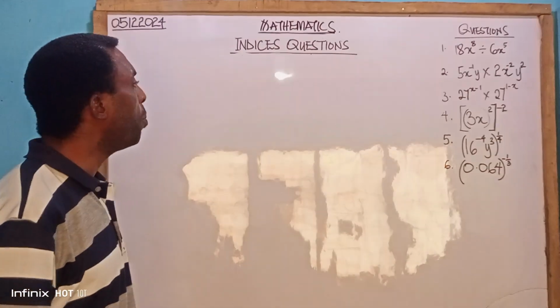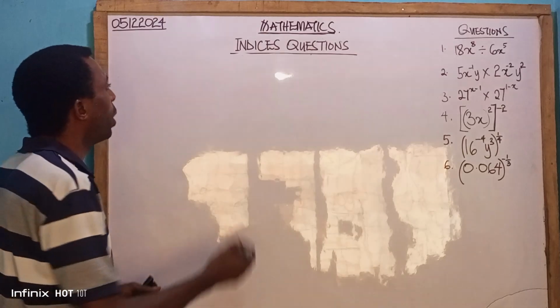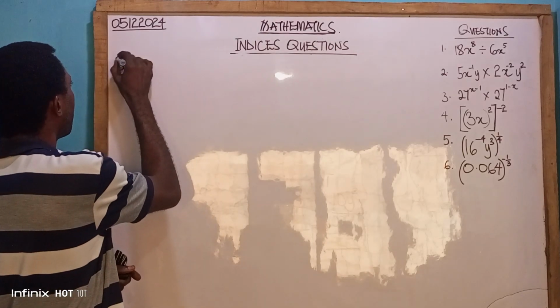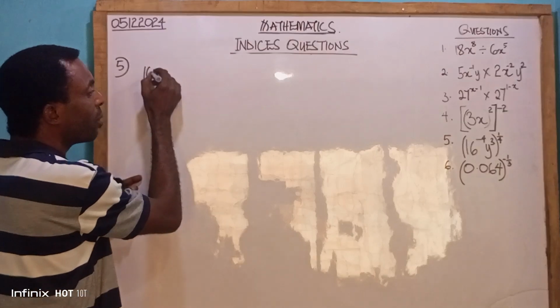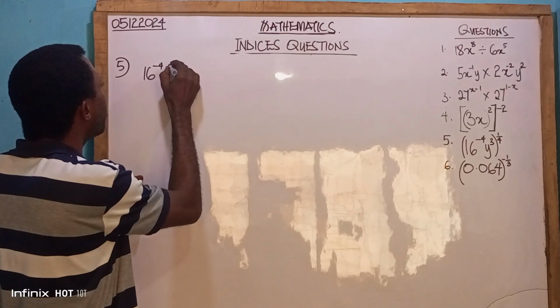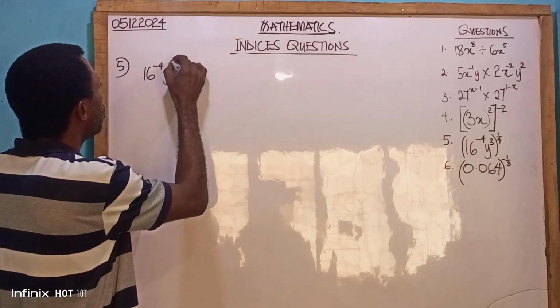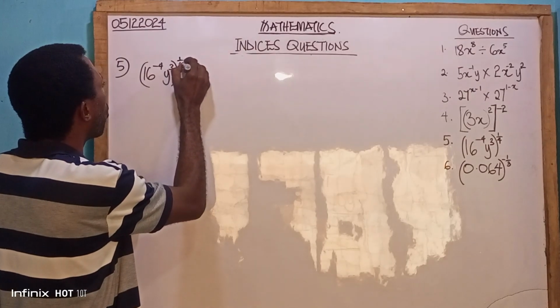Thank you. We move on. We've just solved number 1, 2, 3, 4. Then we are going to number 5. The number 5 question says 16 raised to power minus 4, then y raised to power 3, you close in a bracket, all raised to the power of 1 over 4.